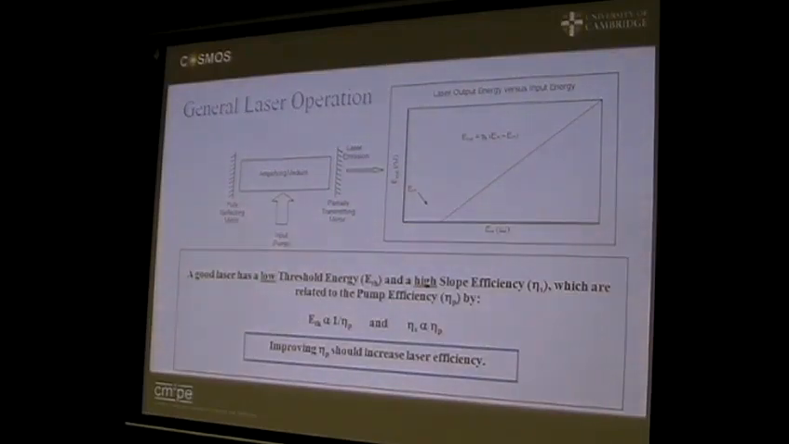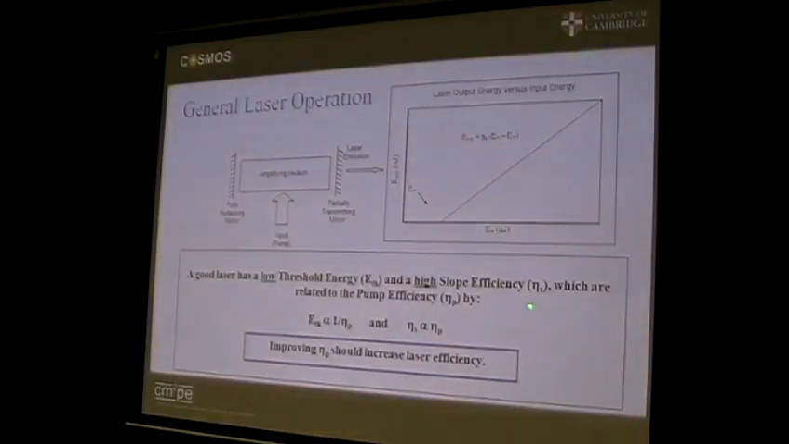What one would like is thresholdless lasing. That's quite hard to get. So you pump energy in, you excite the system, and then you start seeing gain. And that's true of any laser system. So if you want to make a good laser system, you want a low threshold energy, so you minimize the amount of light you put in.